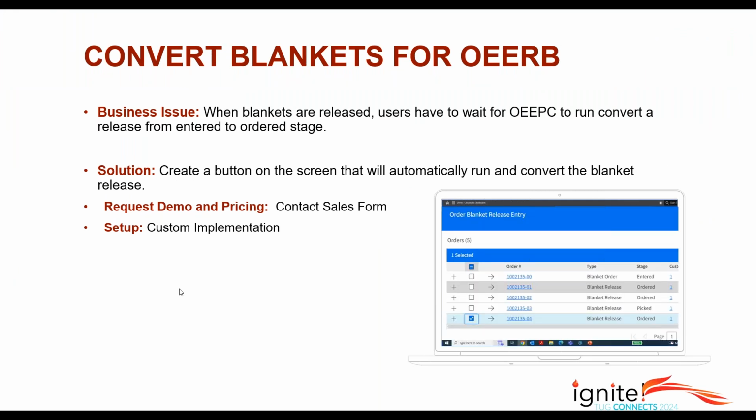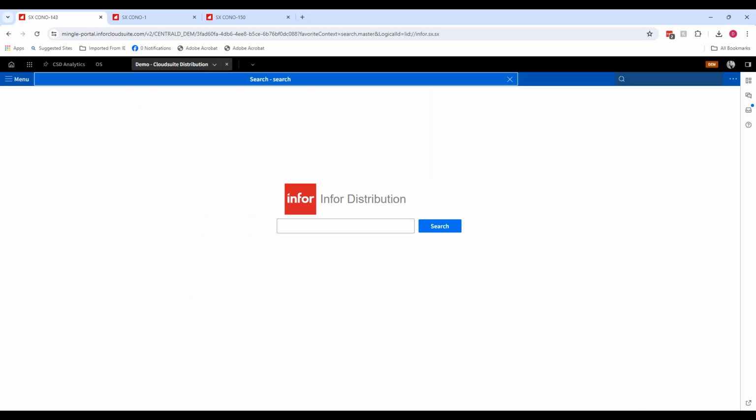All right, the next one is for if you are a company that does blankets. If you do blanket releases, you get a number of them, and you know that sometimes you get a release that's right now and you need to release it right now, and you have to run the cancel convert program, and it's just time, right?